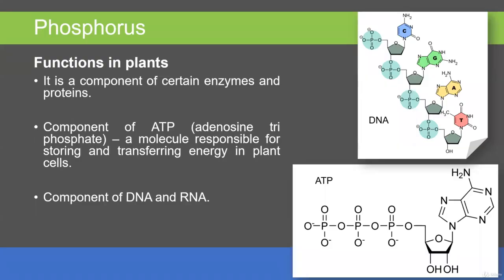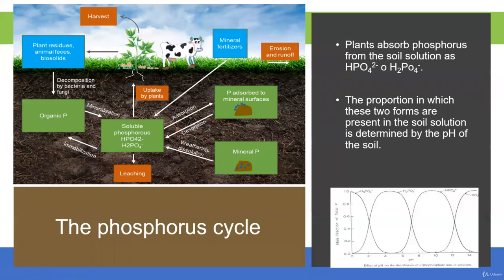Phosphorus is a component of certain enzymes and proteins. It's also a component of ATP, adenosine triphosphate, which is a molecule that is responsible for storing and transferring energy in plant cells. It's a very important molecule, and phosphorus is a very important constituent of the ATP. It's also a constituent of DNA and RNA.